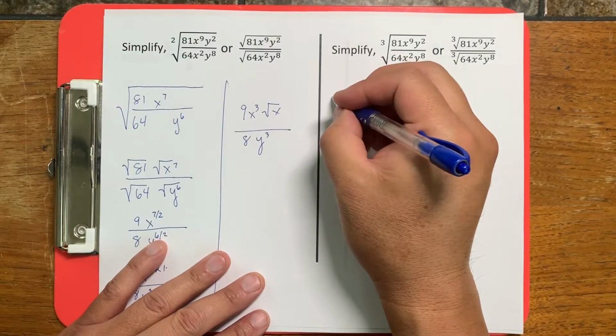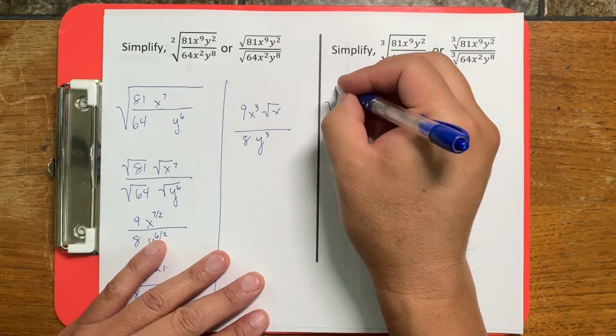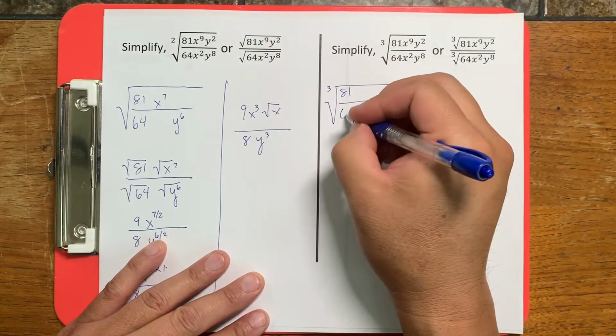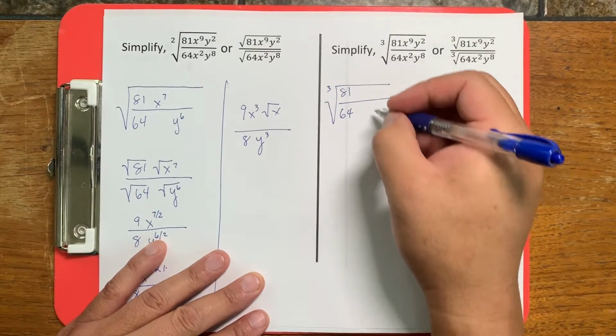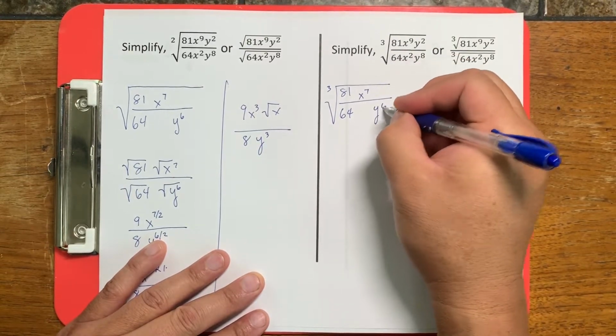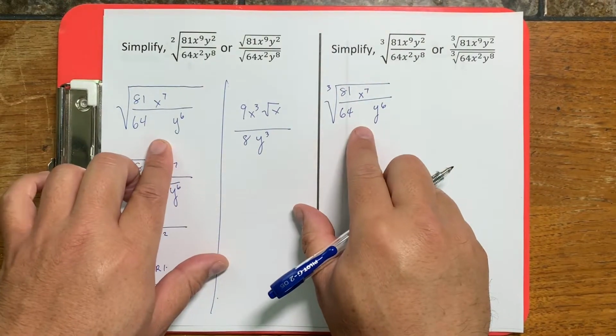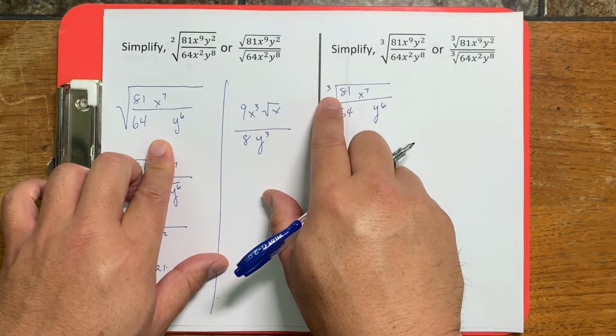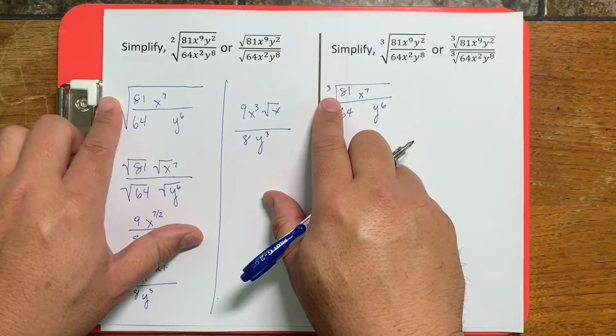So the beginning will start out the same, and we will get 81 over 64. Nothing simplifies. X to the 7, y to the 6. Now notice that this and this are exactly the same. The only difference is we have an index of 3 over here and an index of 2 over here.